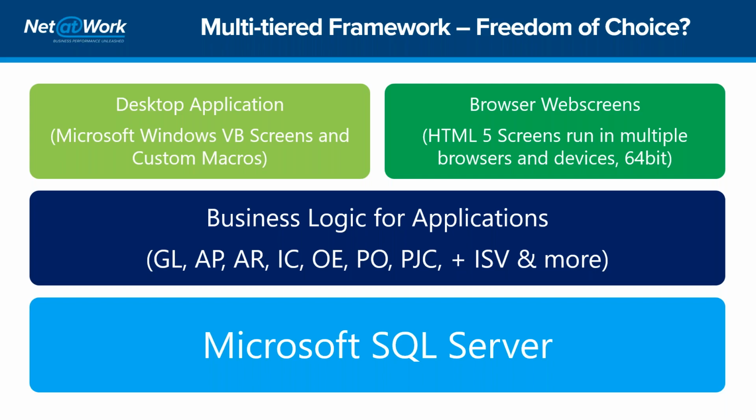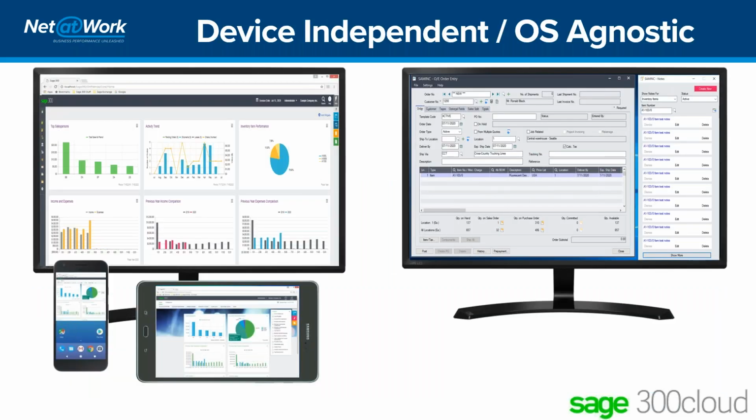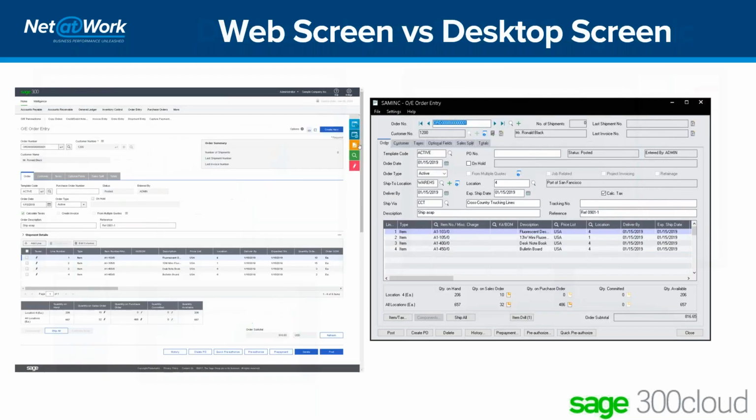So with that, the web screens allow you to be device independent and operating system agnostic. You can have a tablet, you can have a smartphone. The smartphones are somewhat limiting because they're small. The tablet you can get a little bit more out of, and then obviously if we wanted to run on an Apple, you could do that using the web screens.